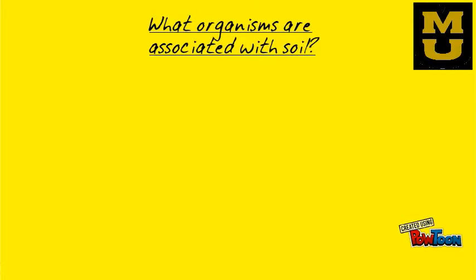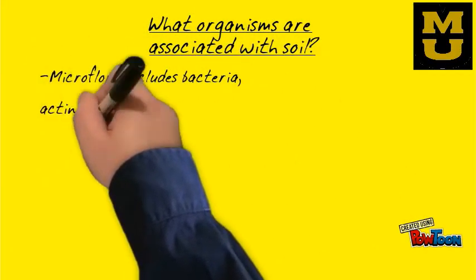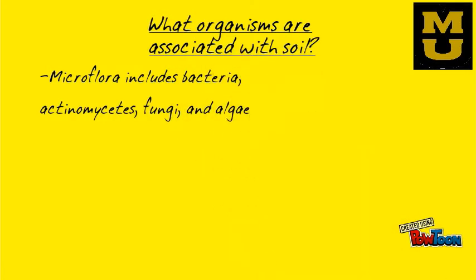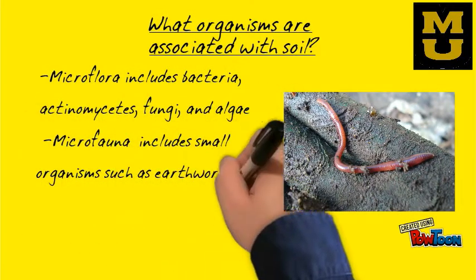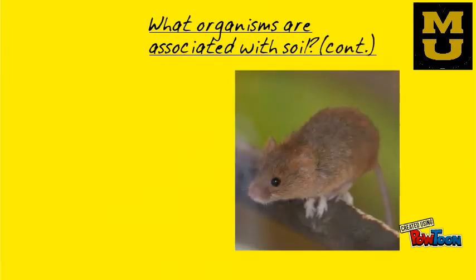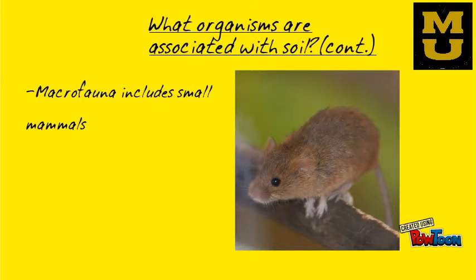What organisms are associated with the soil in general? First, there are microflora, which consist of bacteria, actinomycetes, fungi, and algae. Secondly, there are microfauna, which include small organisms such as earthworms. And thirdly, there are macrofauna, which include small mammals.